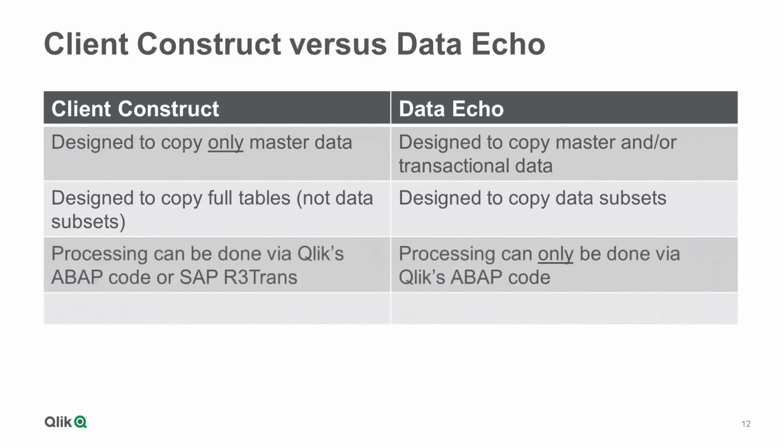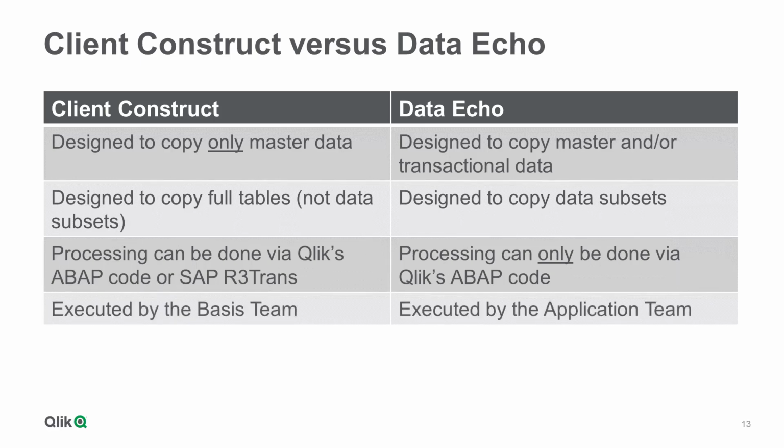Client Construct can be executed using either Qlik's proprietary ABAP code or SAP's R3 translayer, whereas Data Echo uses Qlik's proprietary code exclusively. So because of these differences, and due to the large data volumes that are typically included in Client Construct copies, Basis is the preferred team to execute the Client Construct functions, whereas Data Echo functions are used by application teams.